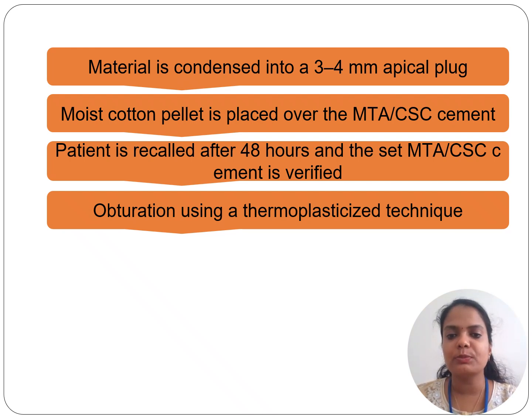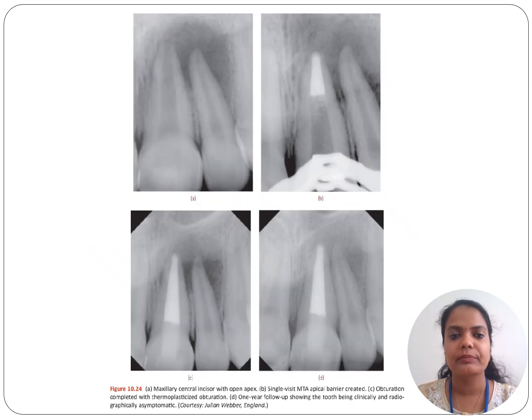A moist cotton pellet is placed over the MTA and the patient is recalled in the next 48 hours and the set MTA is then verified. Once the MTA has been completely set, obturation is done using a thermoplasticized technique. These are the diagrams for apexification using MTA or Biodentine or any other calcium silicate based materials.